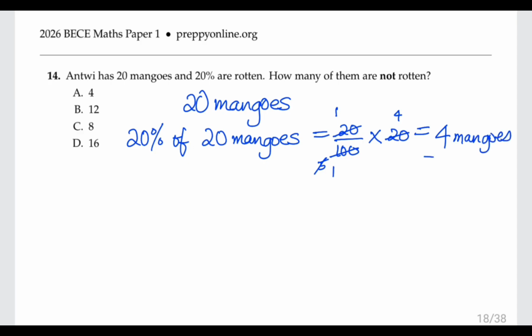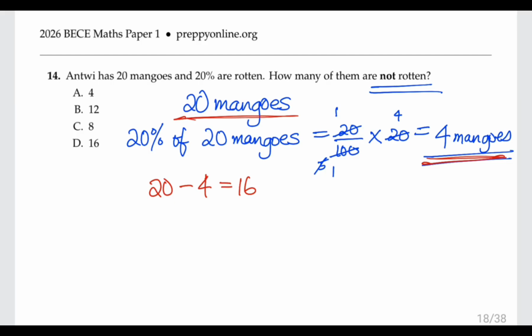So that means that 4 mangoes are rotten. So if 4 are rotten, how many are not rotten? We subtract the 4 from the 20. This 4, we subtract it from the 20 to get 20 minus 4, which is equal to 16. All right.